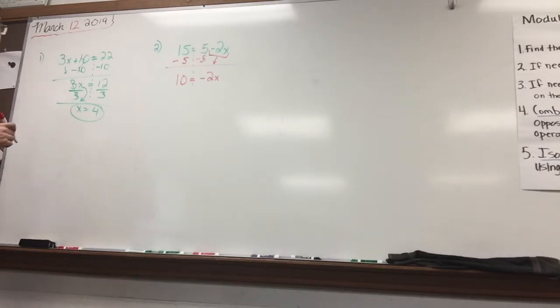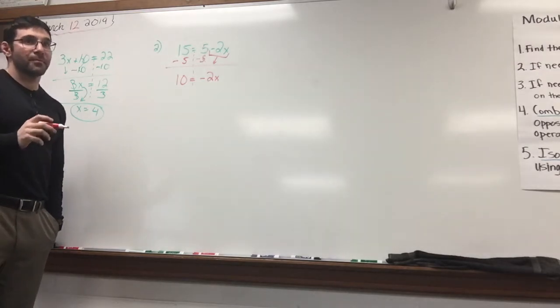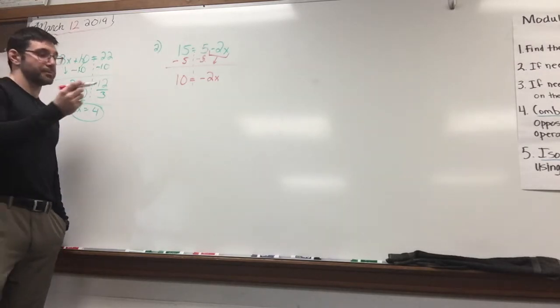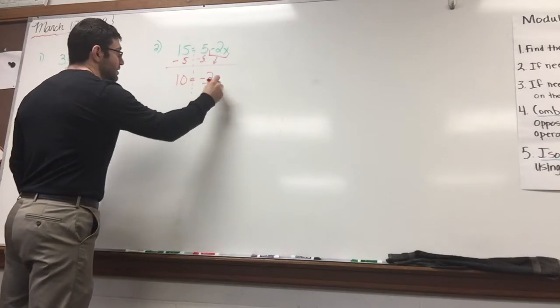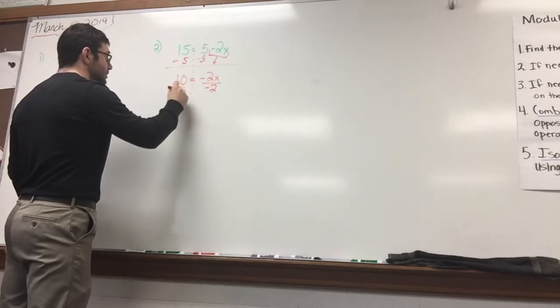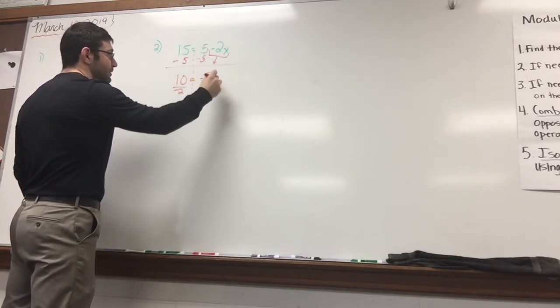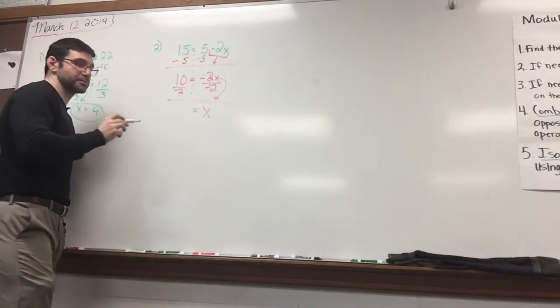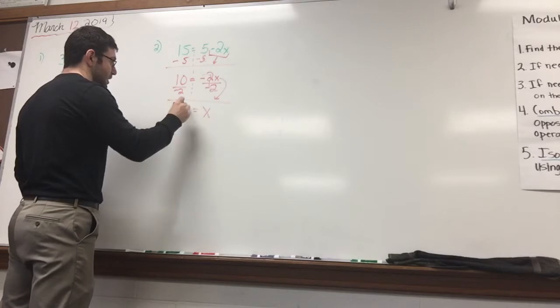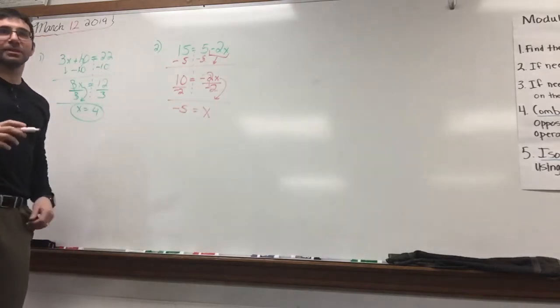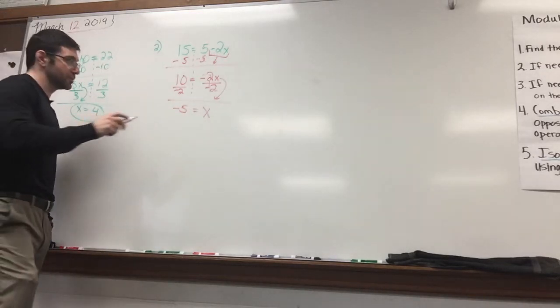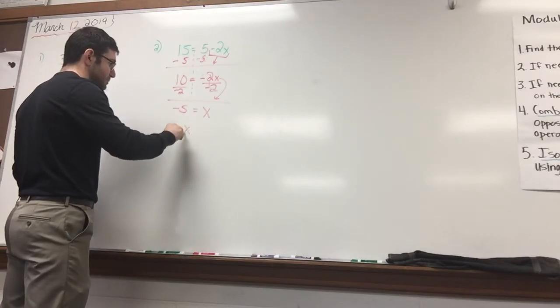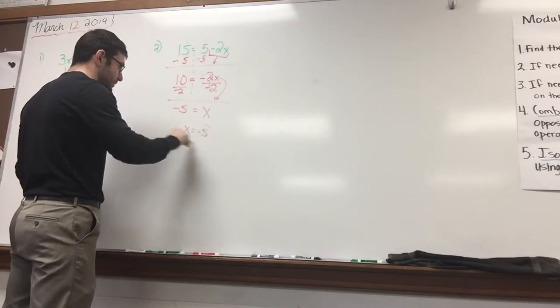Now what do I do? Since it's multiplication, you're going to divide it by negative 2. Divide by a negative 2. Good. Negative divided by a negative is positive. Leaves me with x equals negative 5. Okay. Is this wrong? Absolutely not. Is that the way I want it written? So what should I say? X equals negative 5.